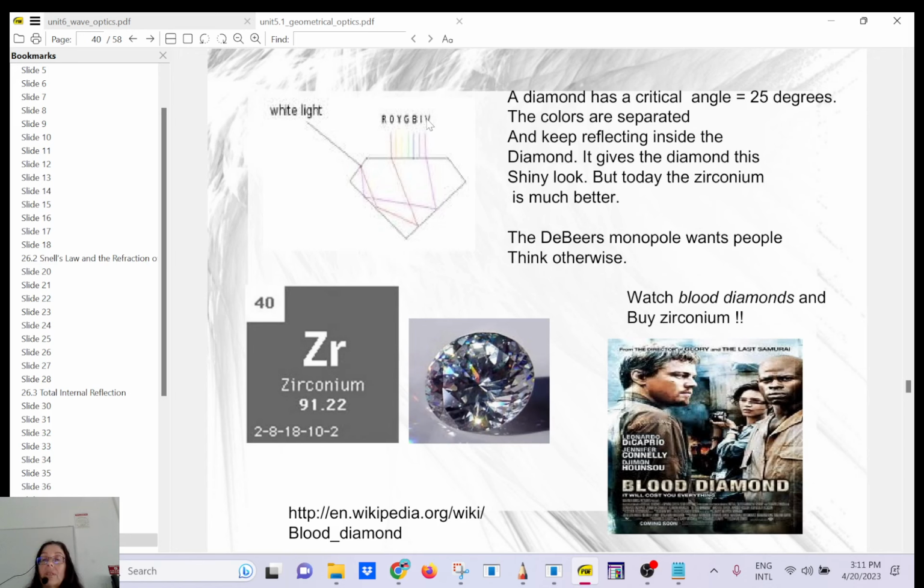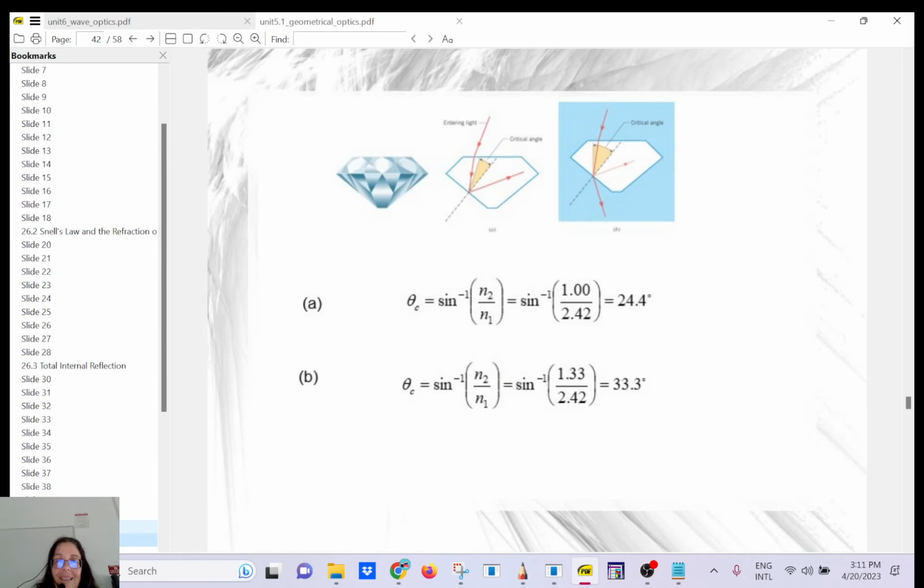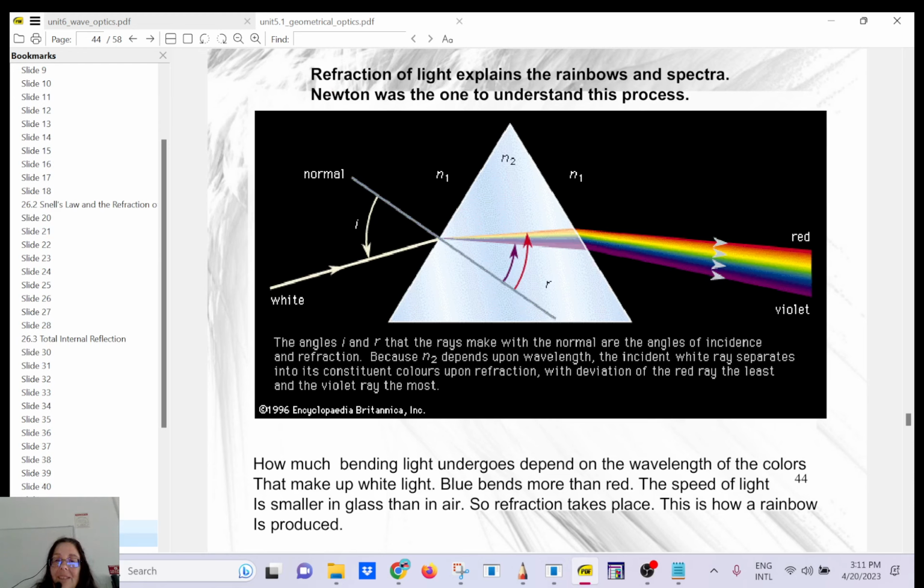So if you want to make sure it's not a blood diamond, you can buy zirconium and nobody will tell the difference, unless they have a special skill to analyze it. You can't tell the difference between a real diamond and zirconium, and at least they are not bloody. So it's called total reflection.